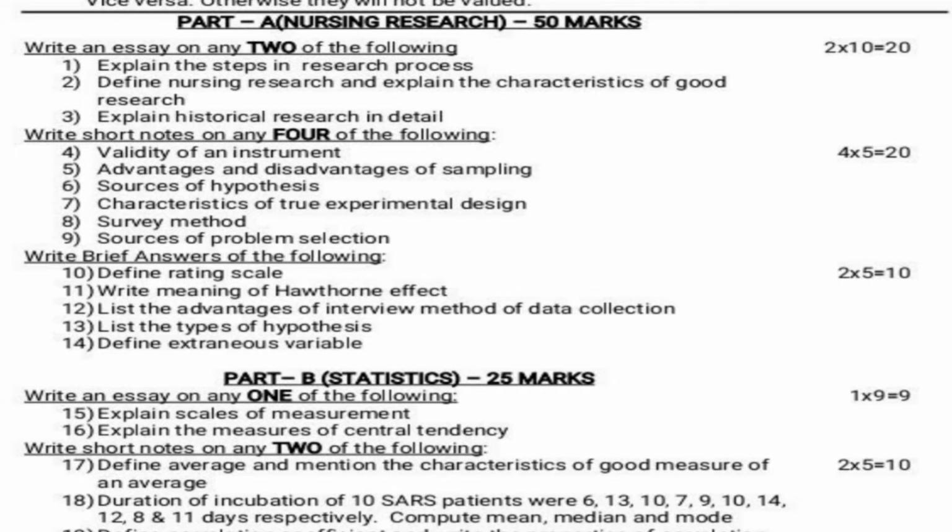Third question, explain historical research in detail. These three questions are in essay section. Next, moving on to short notes. Fourth question, validity of an instrument. Fifth question, advantages and disadvantages of sampling.